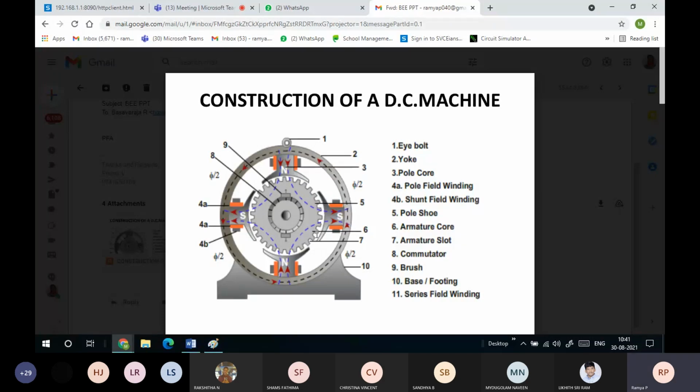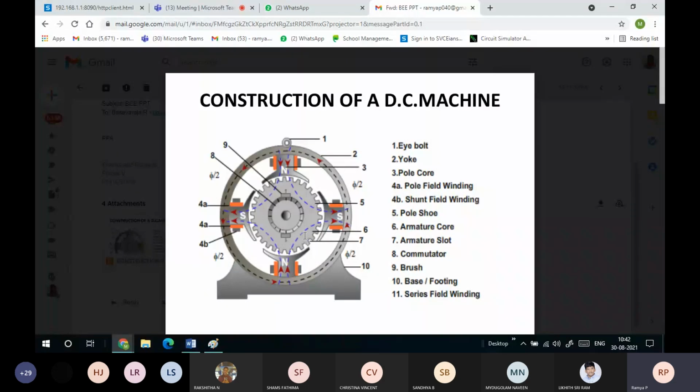What is the type of material used here for the armature core or armature slot? You should understand this. Generally we should concentrate on laminated material, and it should be highly insulated. A thin steel laminated construction is preferably used for the armature core and the armature slot.